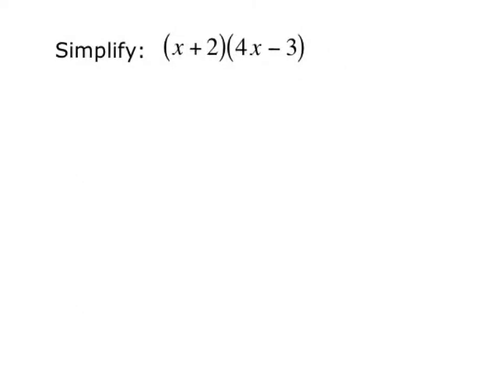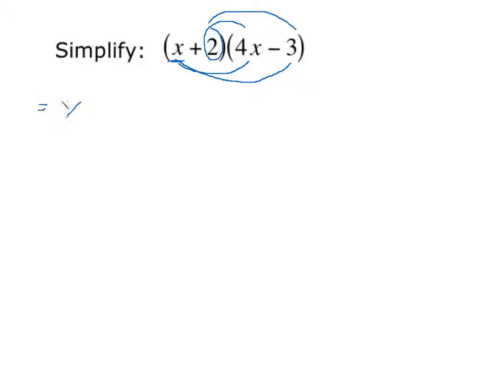So we notice that we are multiplying two binomials together. So that means we need to make sure that we multiply each term in one binomial by each term in the second binomial. So again, we multiply the x by each term and multiply this 2 by each term. So let's begin with the x terms.